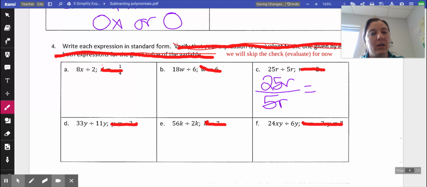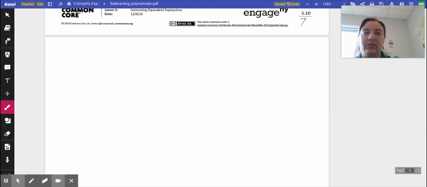What's 8 xylophones divided into 2 groups? Well, that would be 4 xylophones in each group. The 8 divided by 2 is 4, and the x is still there. Okay? Get it? It's always easier when you say a name for a thing instead of a letter.